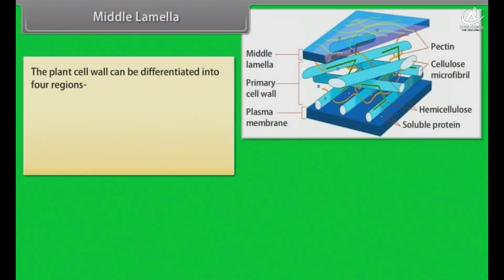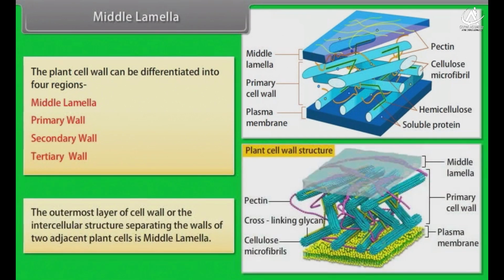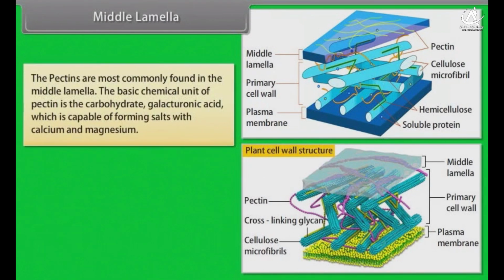Middle lamella. The plant cell wall can be differentiated into four regions: middle lamella, primary wall, secondary wall, tertiary wall. The outermost layer of cell wall or the intercellular structure separating the walls of two adjacent plant cells is middle lamella. The pectins are most commonly found in the middle lamella.